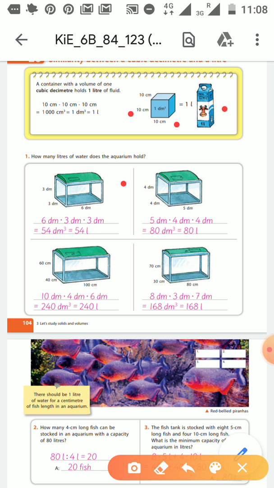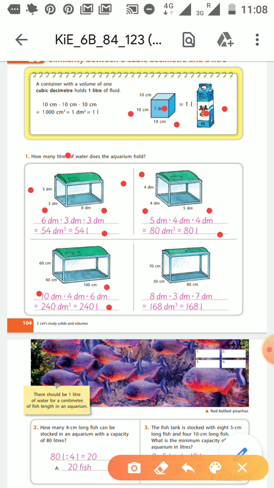All you've got to do for these is just times the 3 numbers together to get your answer. First one, we got 6 times 3 times 3 is 54. Next one, we got 5 times 4 times 4 is 80. Now they've converted the answer to decimeters, but you need to do the same. So 100 centimeters is 10 decimeters. We're using decimeters, remember, because we're looking at the number of liters that go into it.